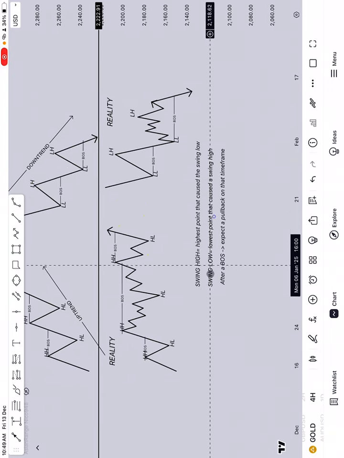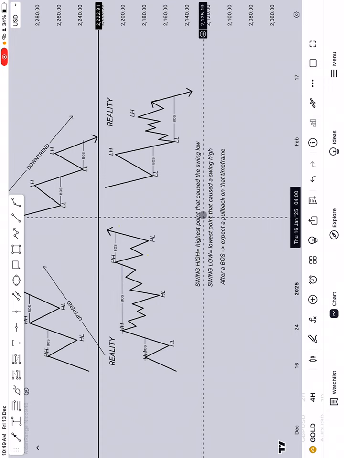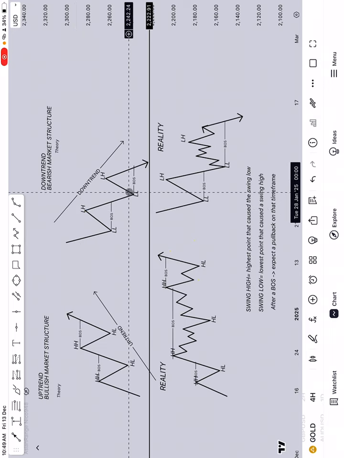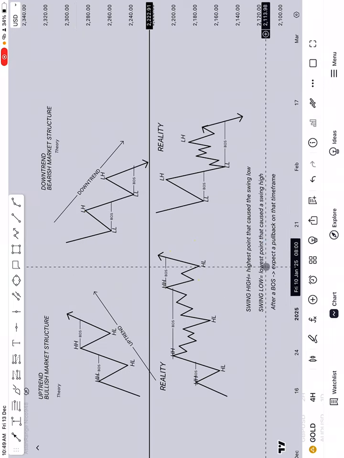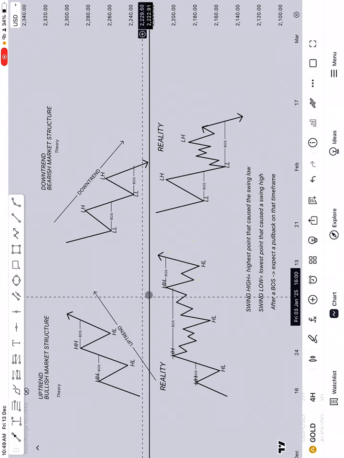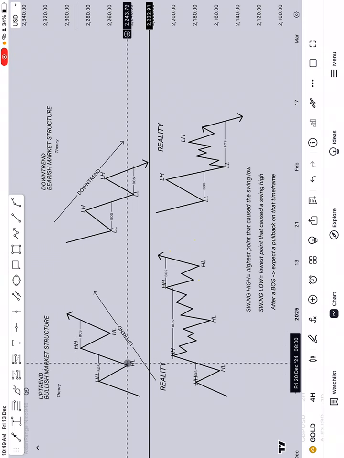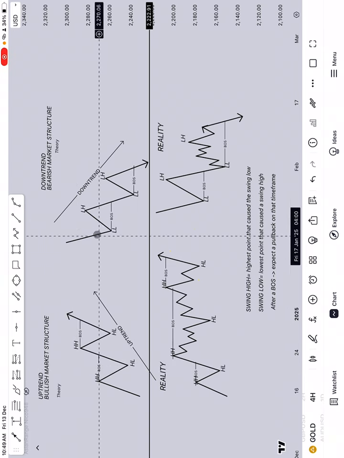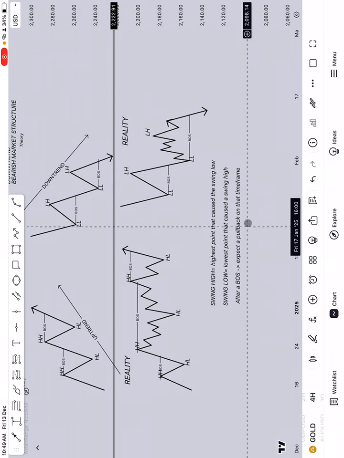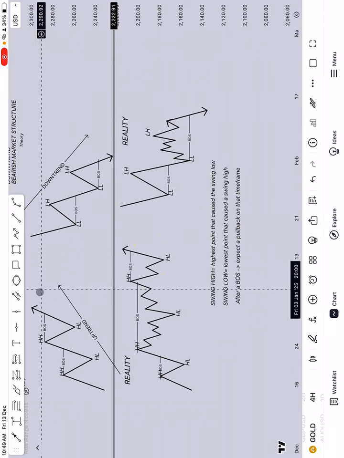And we showed you guys these realities. Swing high is the highest point that causes a low. And swing low is the lowest point that causes a high. So remember, this is your swing low, this is your swing high. After a BOS, a break of structure, expect a pullback on that time frame.